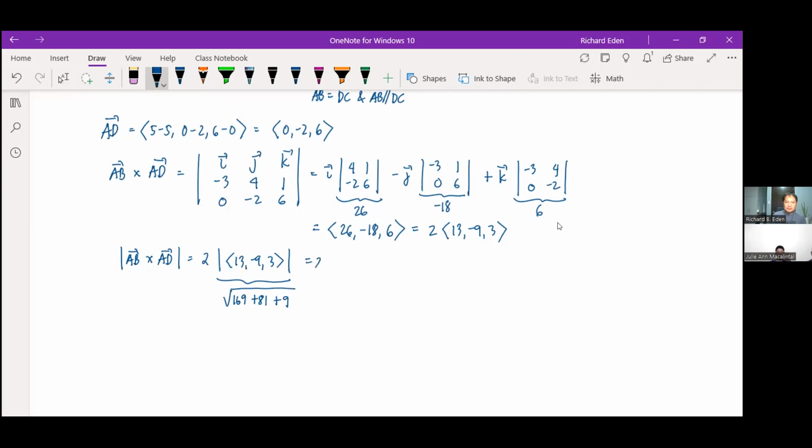And so we have twice the square root of 169, and then 81 plus 9 is 90. So 259. So that's the exact area, 2 times the square root of 259. So that's the area of the parallelogram.